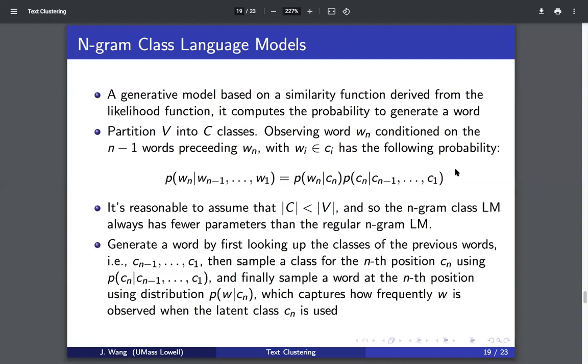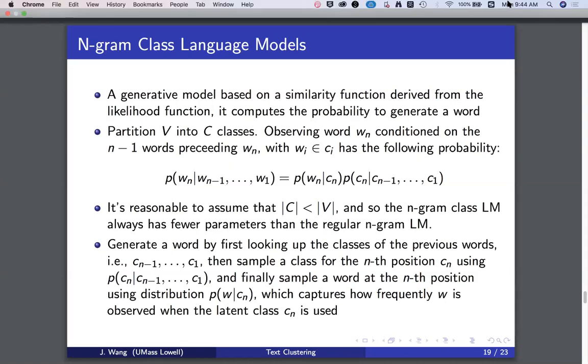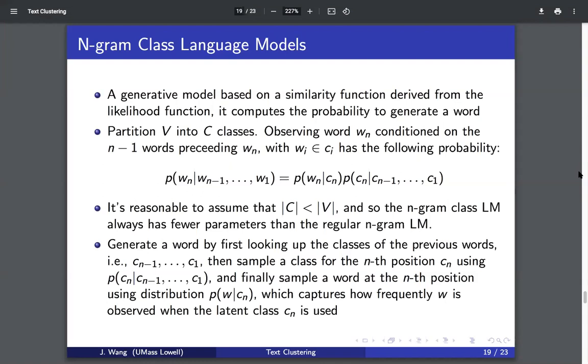Okay, so once we have this, now let's look at n-gram class language models. This is a generative model, which means we're going to compute the probability of a certain word when you observe a few other words. So this is generative, that means I'm going to compute the probability that a certain word appears. And this is derived from the likelihood function. In other words, it computes the probability that you will see a certain word.